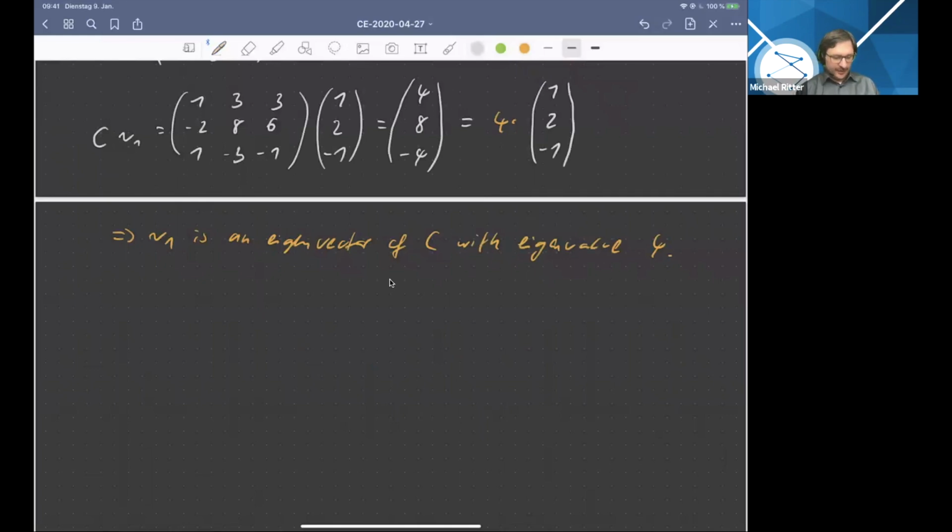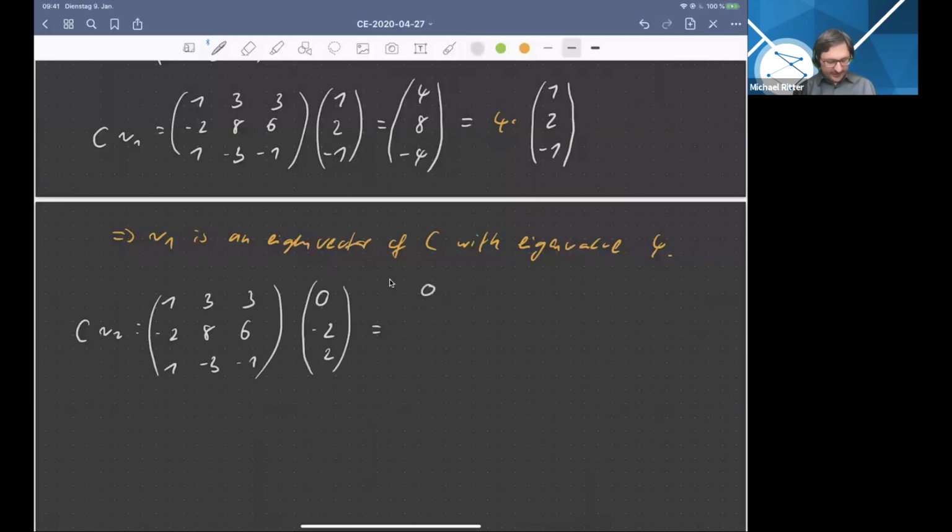And let's just do that for the other vectors as well. So we have to compute C times V2 as well. That's the same matrix here. Just write that down again. And then V2 is the vector 0, minus 2, 2. Computing that product yields in the first row a 0. In the second, we get minus 16 plus 12. That's a minus 4. And in the third row, we get 6 minus 2. That is a plus 4.